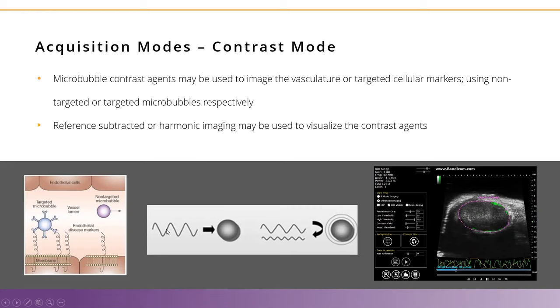If we transmit at 20 megahertz, for example, then we're going to get 20 megahertz back, which is what's used for reference subtraction, but we're also going to get 40 megahertz back. And if we listen only for the 40 megahertz signal, then we're listening specifically for the contrast agent signal to come back. This is a technique which is available on the Prospect T1 using the 20 megahertz probe. I'll show another example of this later on as well.